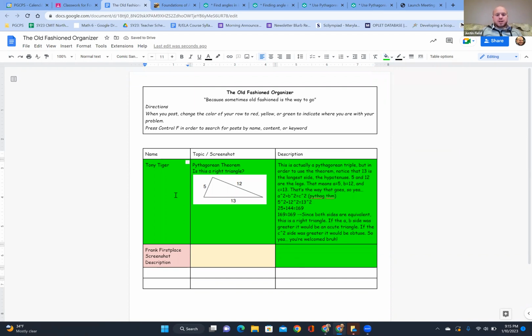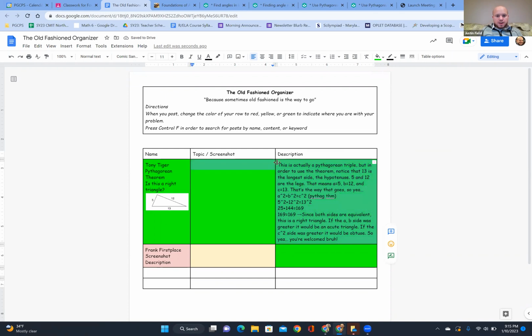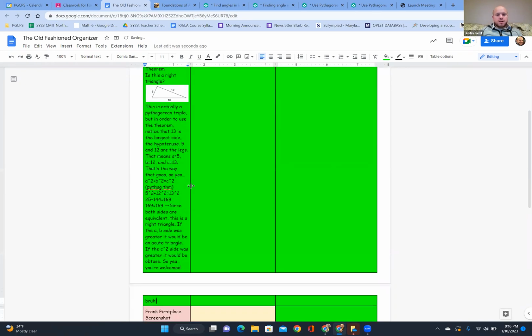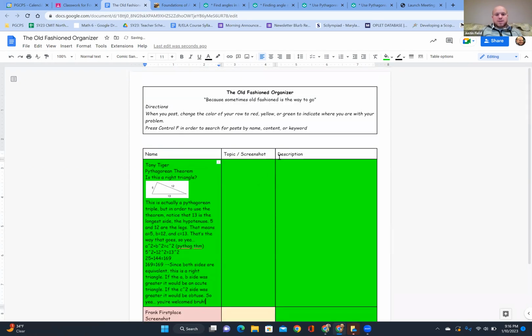This is how some classes have done it in the past, where they claim a row, but maybe we could just take Tony Tiger's stuff, and we'll put it right there. Sorry, I'm changing it in the middle of my directions, but better late than never. All right, so it's like that. Of course, now we've got to even out the rows here. So we'll just do what we can do. So this will be this.